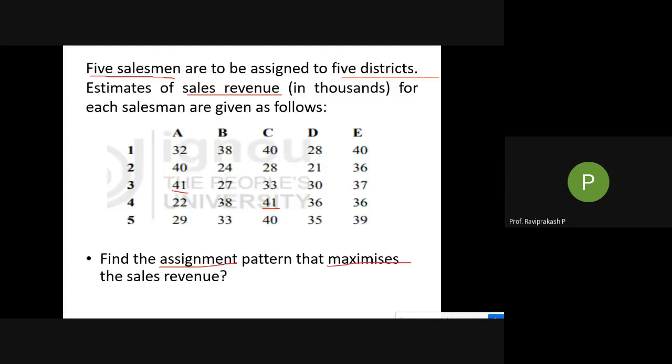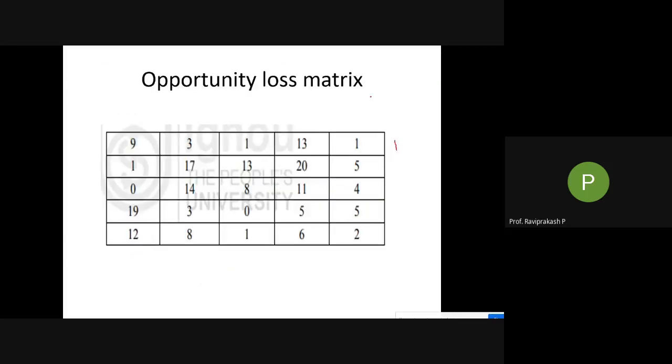That is what we call the opportunity loss matrix. So this is one matrix. That's why I said maximization is given here. Maximize, so take the highest value, that is 41, and subtract all other ones. So it becomes an opportunity loss matrix. Wherever we are losing less opportunity, we are gaining more profits. That is what we are converting it for.